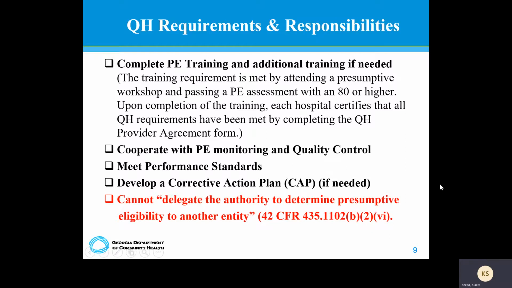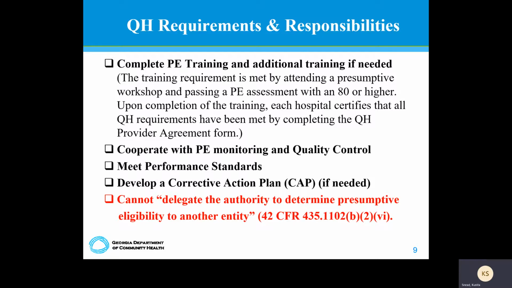Cooperate with PE monitoring, quality control, and meet performance standards. So there will be audits that will be completed on each hospital that do applications for each particular month. So you will have to make sure that you are cooperating with the quality control of that. And then also at the end of each year, each hospital is required to meet a certain accuracy rate, and we're going to talk about that later on.